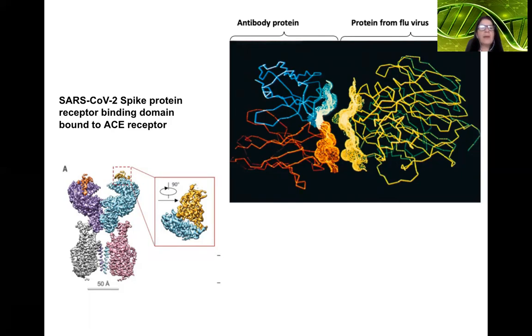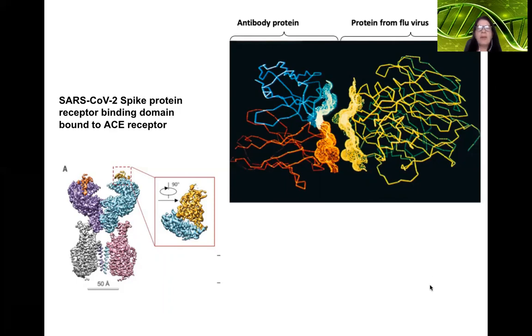On the very left is an excerpt from a model that was recently built. And the model shows the SARS-CoV-2 spike protein, that's the spike protein of the virus that we've been battling, that is responsible for infecting cells. And it shows how this protein is bound to the ACE receptor. The ACE receptor is a receptor in our cells to which the virus attaches via this spike protein.